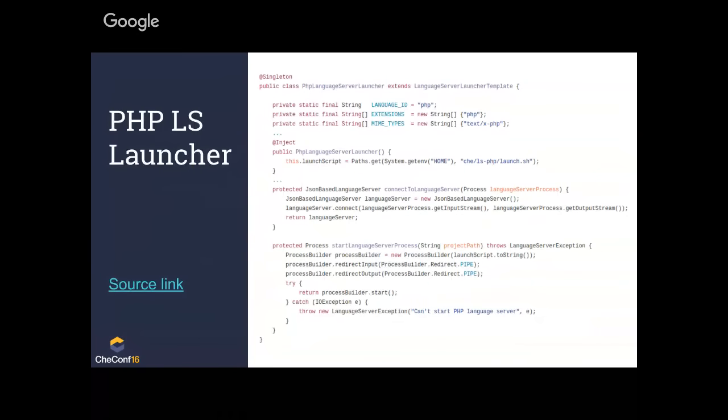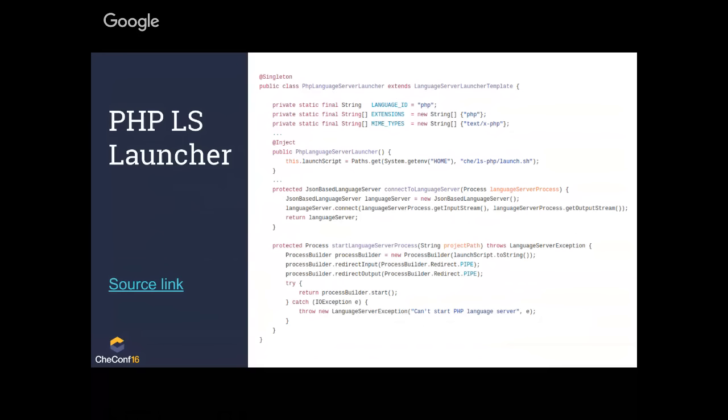Now we have the language server, and let's see how Che launches it. You need to implement a language server launcher for your language server. It starts the language server as a child process. The input and output streams of the parent and the child processes are connected via pipe. And this acts as the communication channel between Che and the language server.